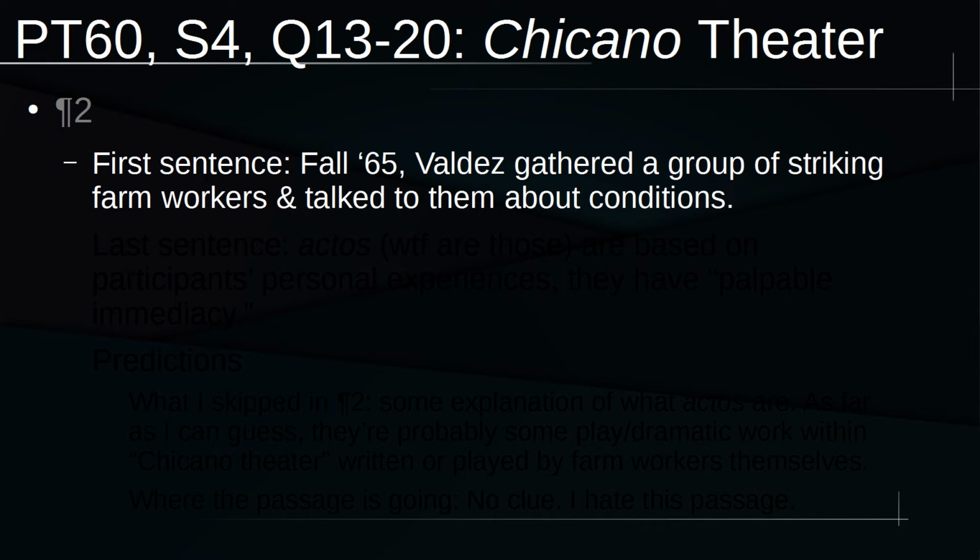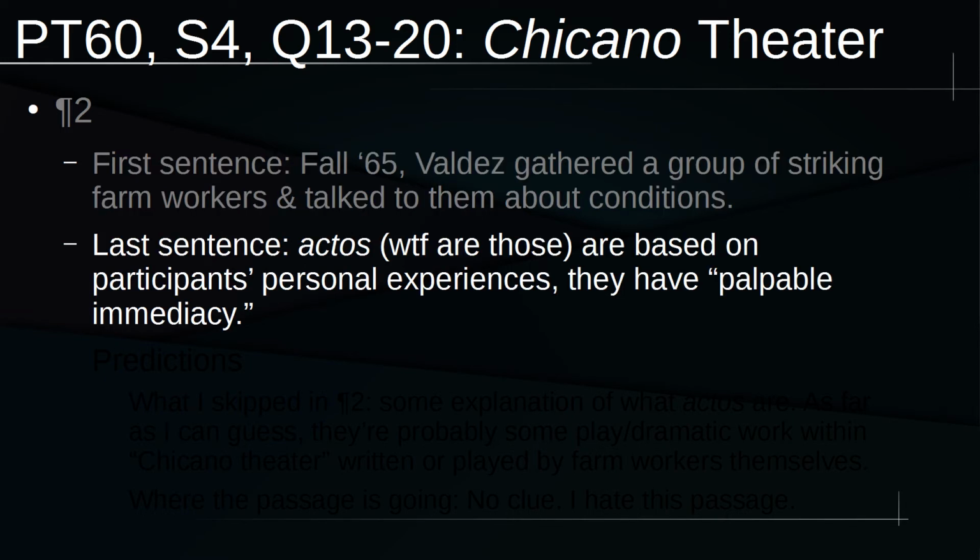So our first sentence here, in the fall of 65, Valdez gathered a group of striking farm workers and talked to them about conditions. Again, more facts. The last sentence, we are introduced to something called actos. Again, WTF for those? I have no clue. They just came out of nowhere. They are based on participants' personal experiences and they have palpable immediacy.